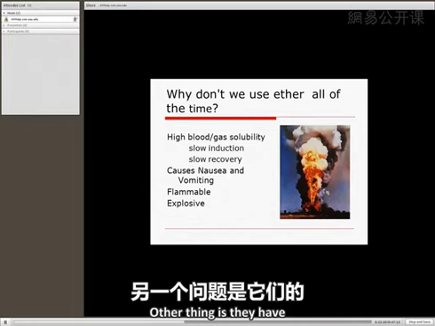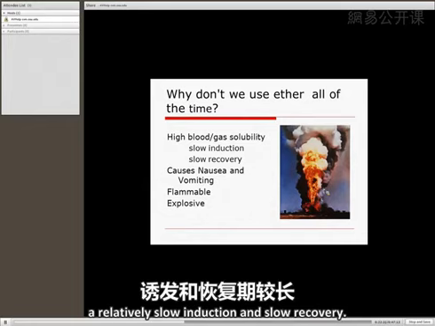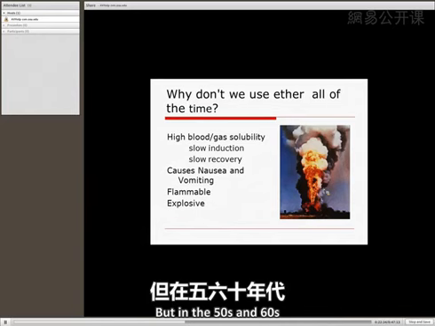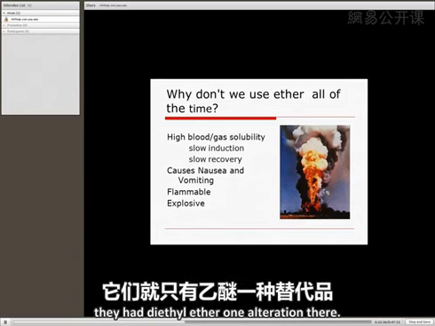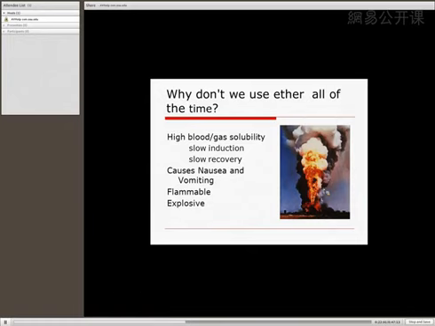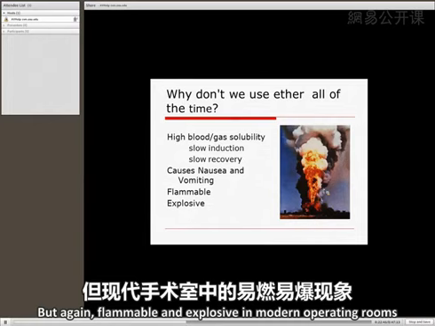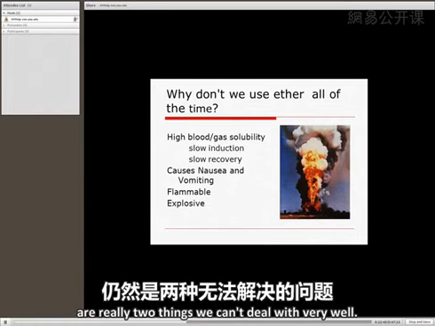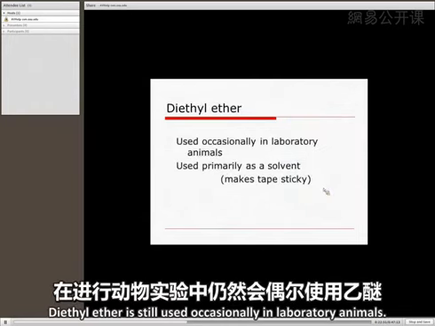Other things is they had a relatively slow induction and slow recovery, but in the 50s and 60s, they had diethyl ether and one other agent that we're not going to talk about, which is cyclopropane. It caused nausea and vomiting, but again, flammable and explosive in modern operating rooms are really two things we can't deal with very well. Diethyl ether is still used occasionally in laboratory animals.